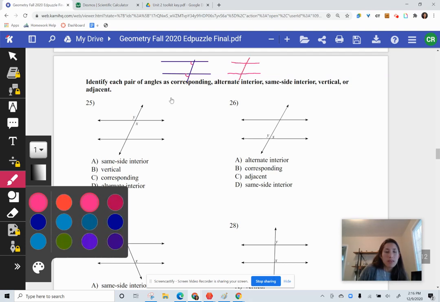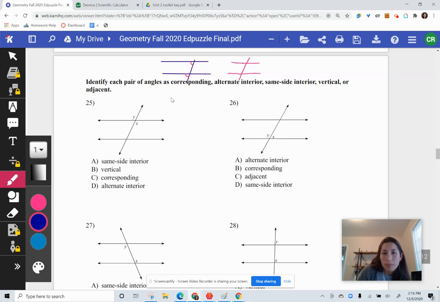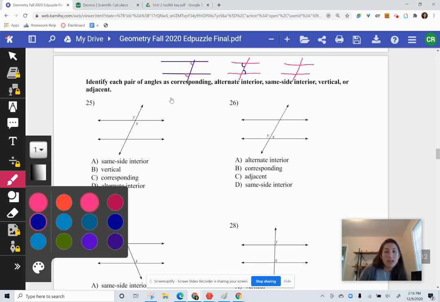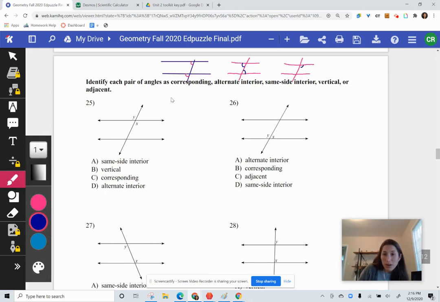Okay, they would both be on the inside of these lines, but on different sides of the transversal. So that's an example of alternate interior. And then we've got same side interior. So we've got those parallel lines here. Instead of being on different sides of the transversal, they're going to be on the same side. They're not equal though, so I'm not going to put equal markings on them.